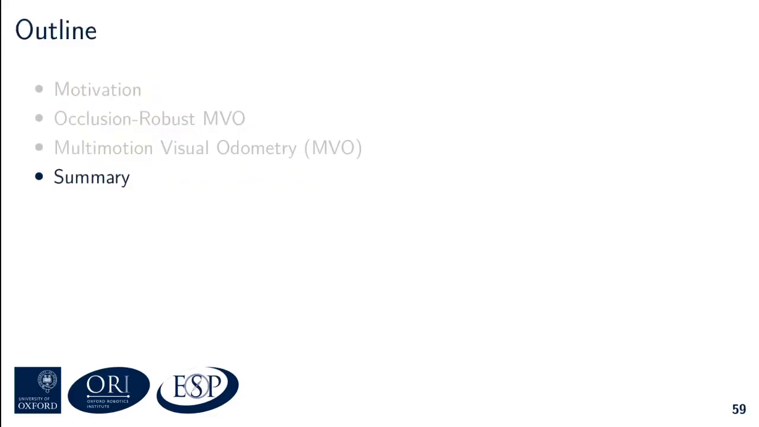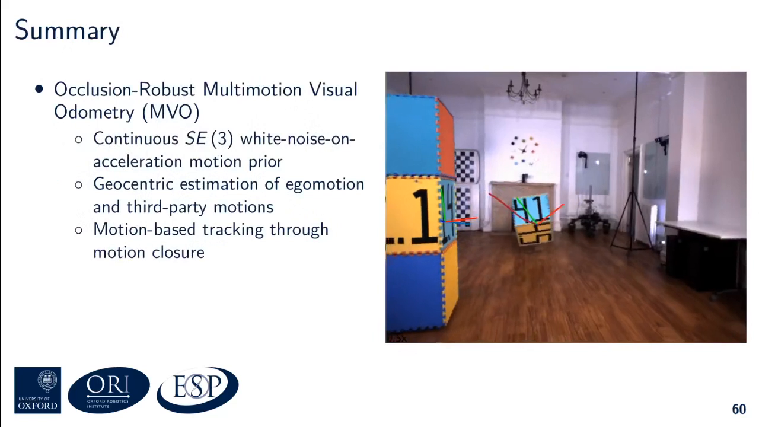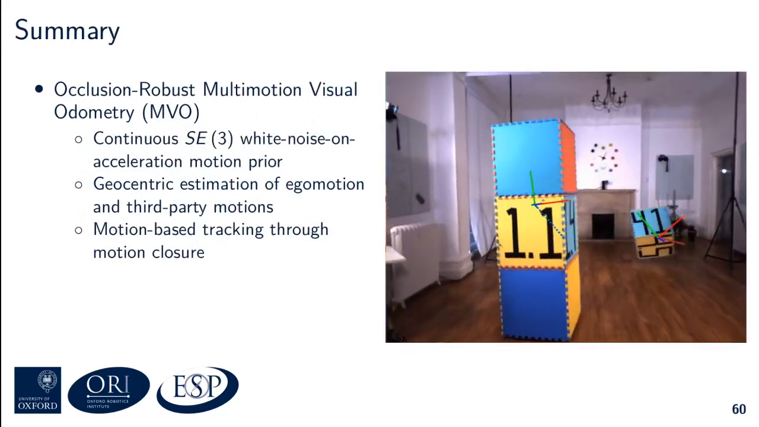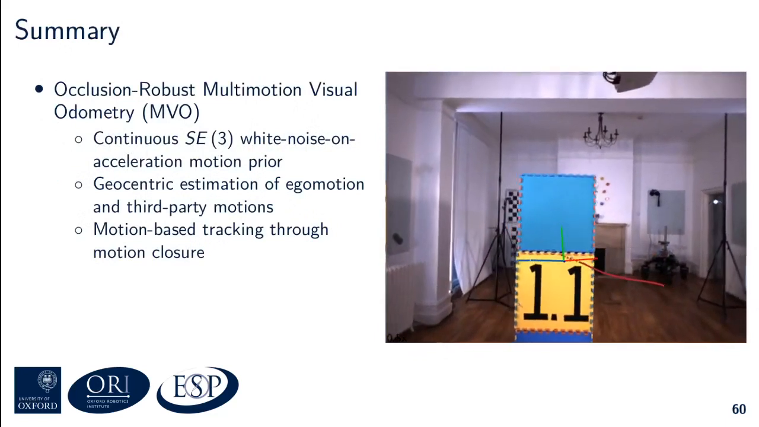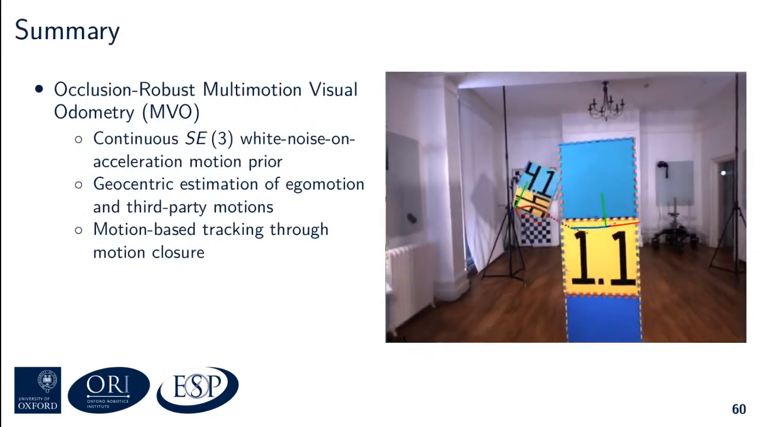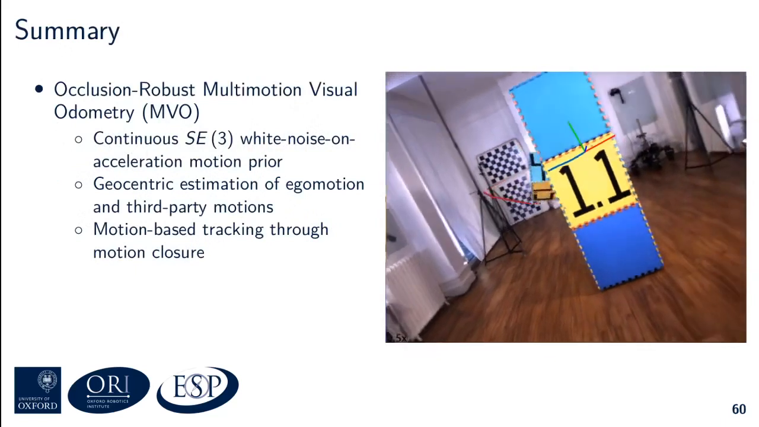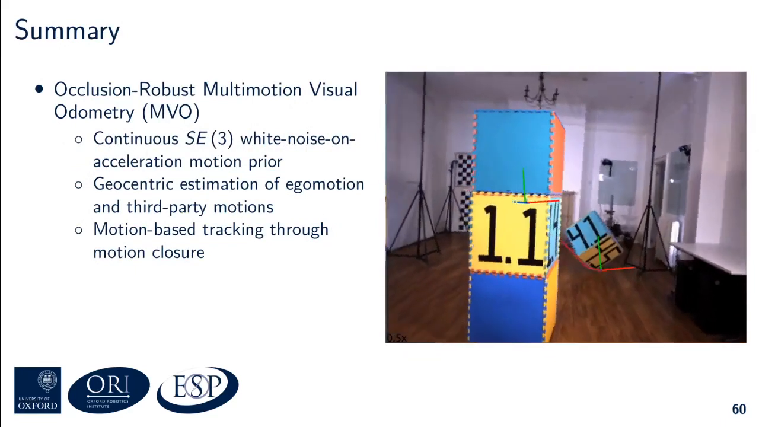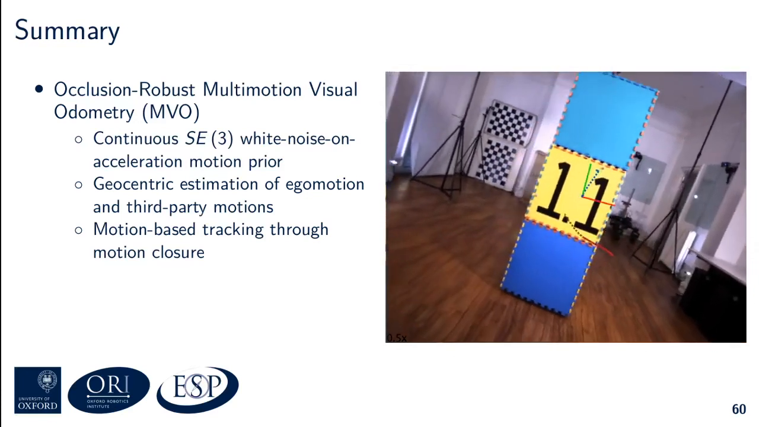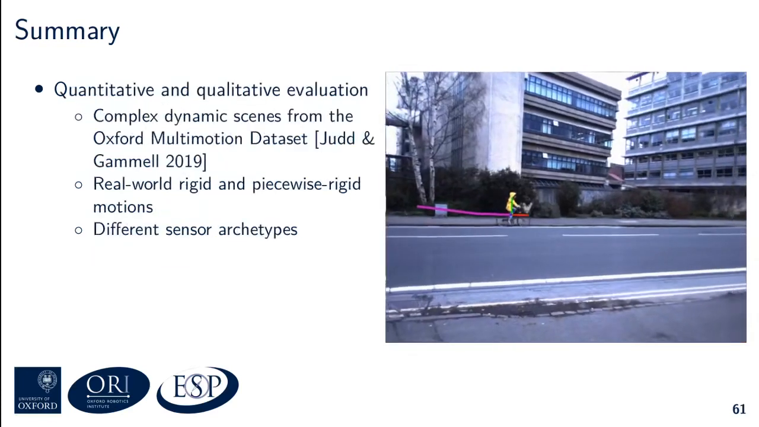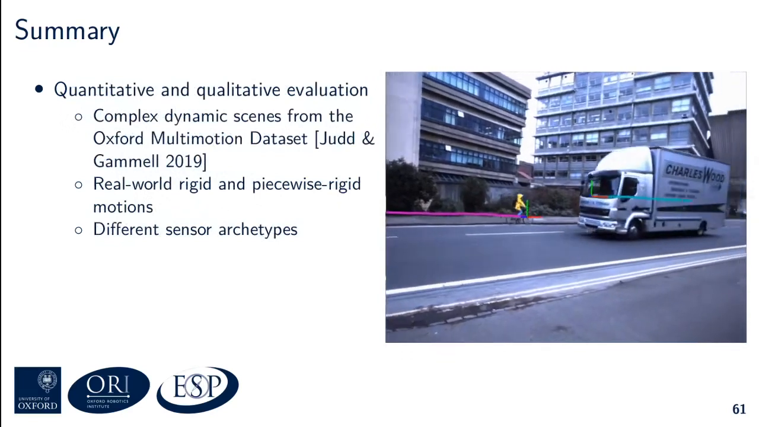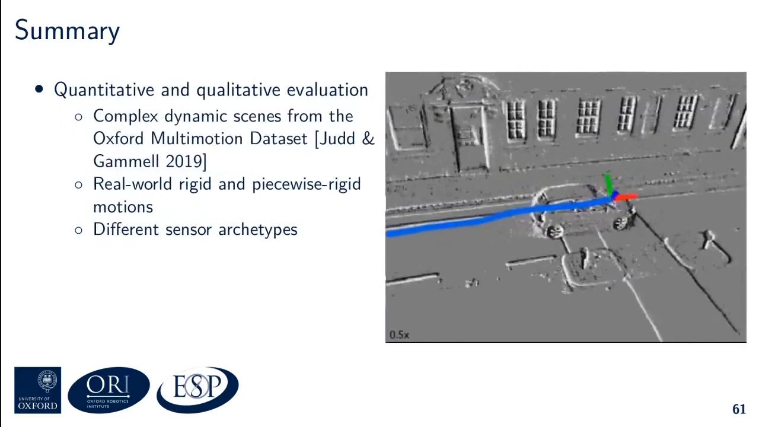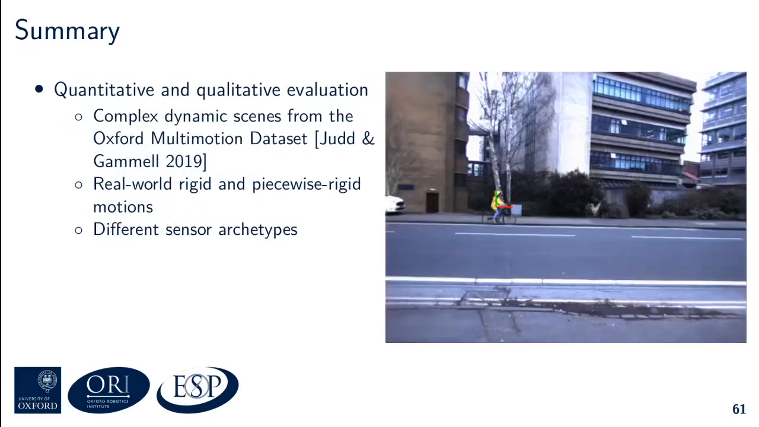So, to summarize, Occlusion-Robust MVO extends the original MVO pipeline using a white noise on acceleration motion prior. The prior is used to continuously estimate the SE3 trajectories of every motion in the scene, as well as extrapolate them through occlusions. Motion closure is then used to track these motions through occlusions when they reappear. The pipeline is demonstrated both quantitatively on sections of the Oxford Multimotion dataset and qualitatively on real-world rigid and piecewise rigid motions, as well as on data from different sensor archetypes, such as event cameras.